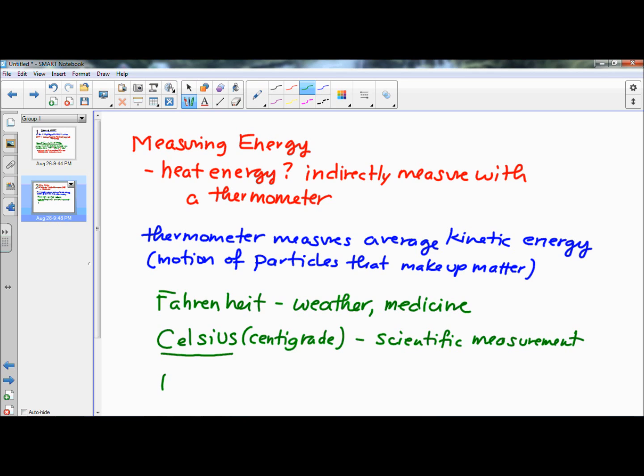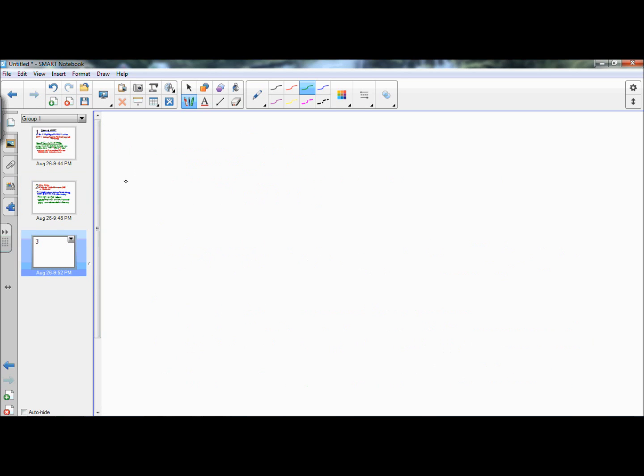All right, and the very last scale is called the Kelvin scale. The Kelvin scale is used very commonly in some scientific calculations and formulas. That's where we'll find ourselves using the Kelvin scale. So just so you can get a feel for how the scales are related to each other.